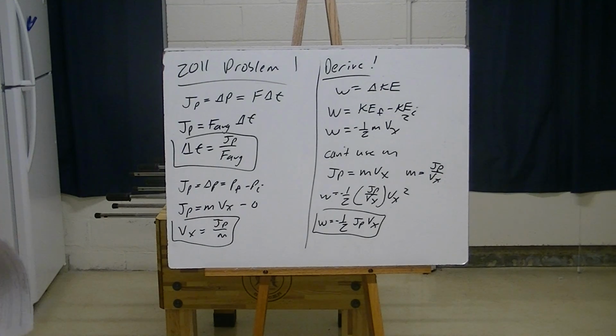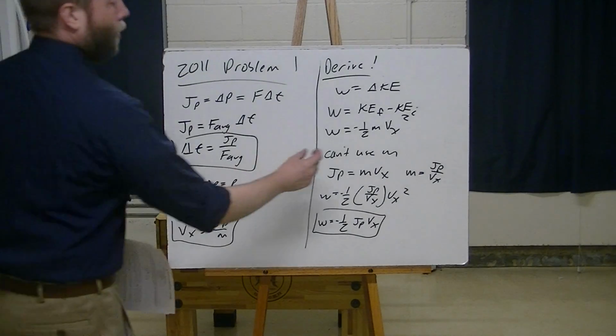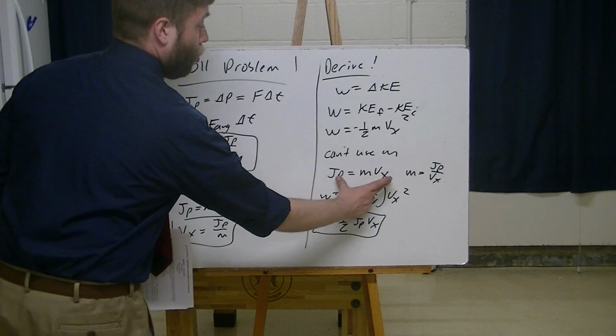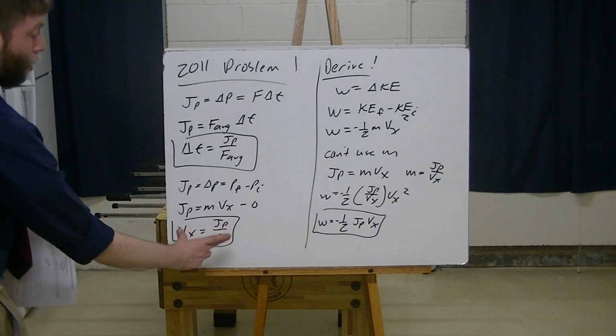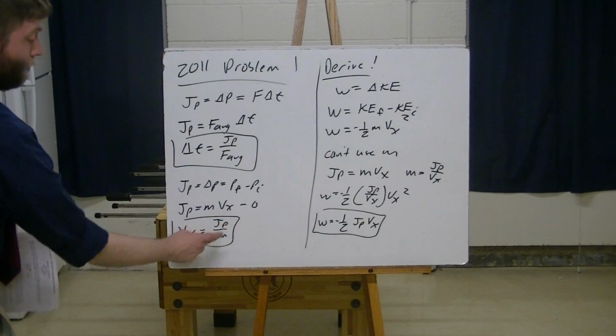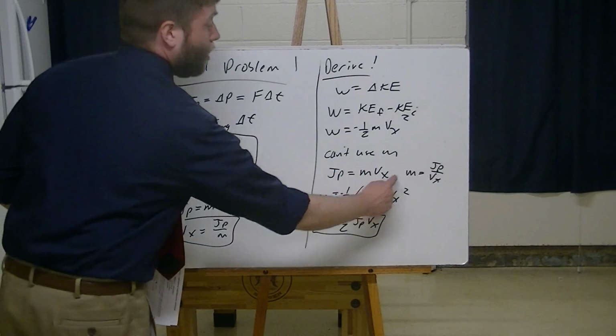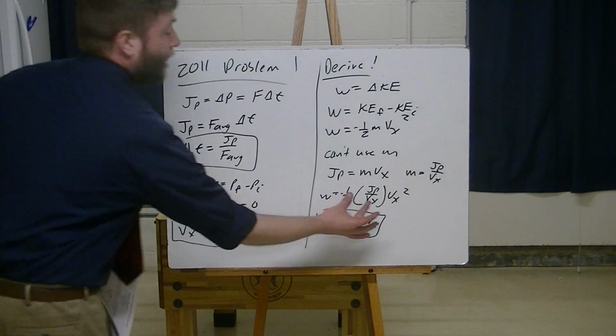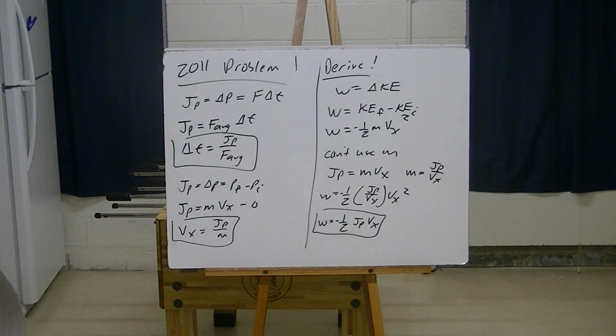Now here's where the problem starts getting obnoxious, and I really don't like it. We don't know the mass of the object. So they are expecting us to do a replacement from back over here of Vx equals JP over m, and they're expecting us to solve for m as JP over Vx, and substitute that in here for m.